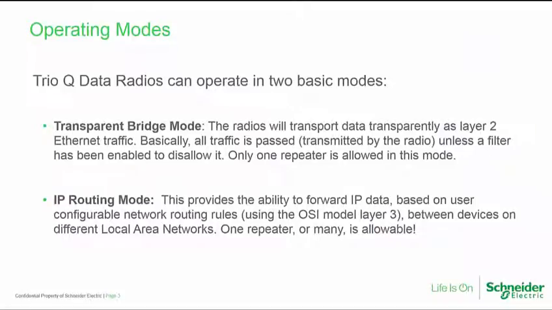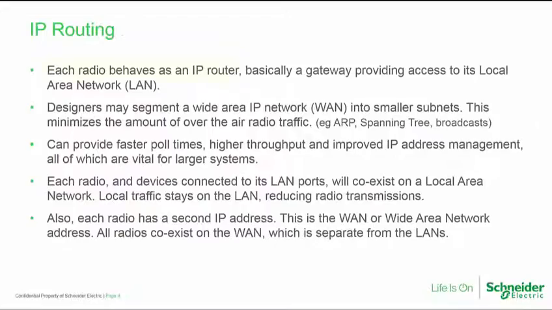Trio radios can operate in either of two basic modes. In transparent bridge mode, the radios will pass all data. In IP routing mode, however, OSI Layer 3 rules are used. Radios are then configured to route or forward specific traffic between local area networks. Each radio will behave as an IP router, basically a gateway providing access to its local area network.